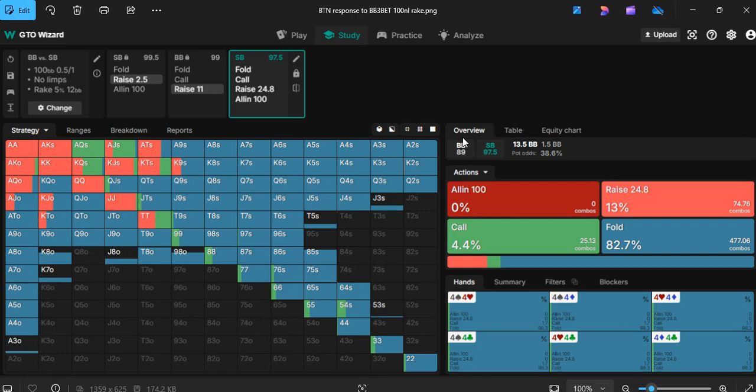Alright guys, this is going to be a multi-part series. We're going to be comparing GTO preflop ranges to MDA preflop to see where we can gain an edge over the solver.